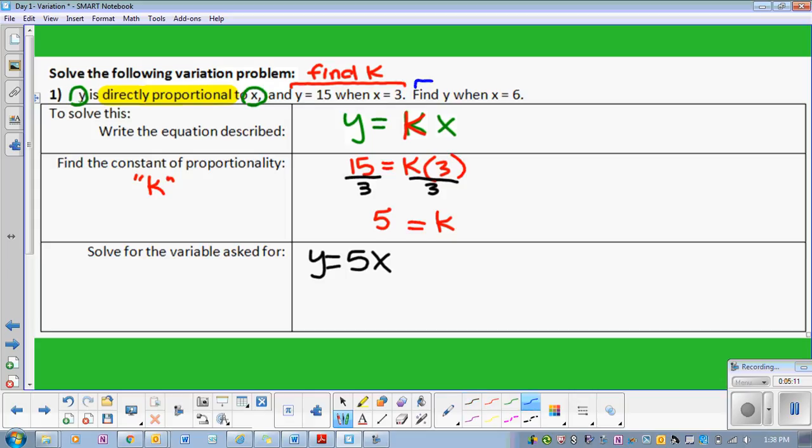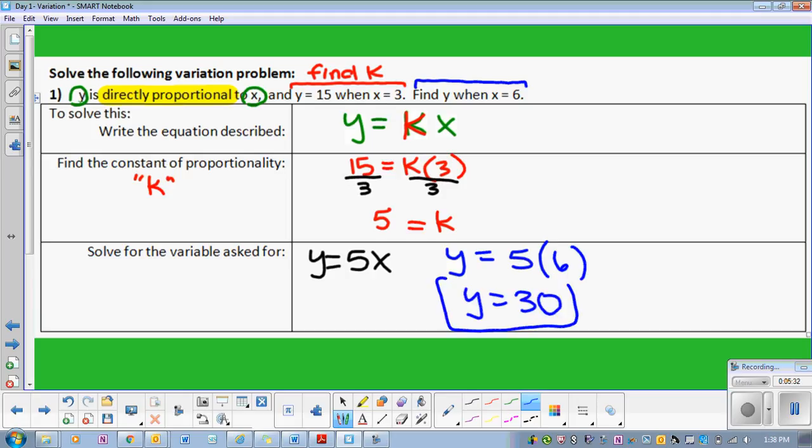So now it says find y when x equals 6. We don't know y. k equals 5 and x equals 6, so I'm going to plug that in. And then David said y equals 30. Are we okay with that? Where did I get the 6? From here.